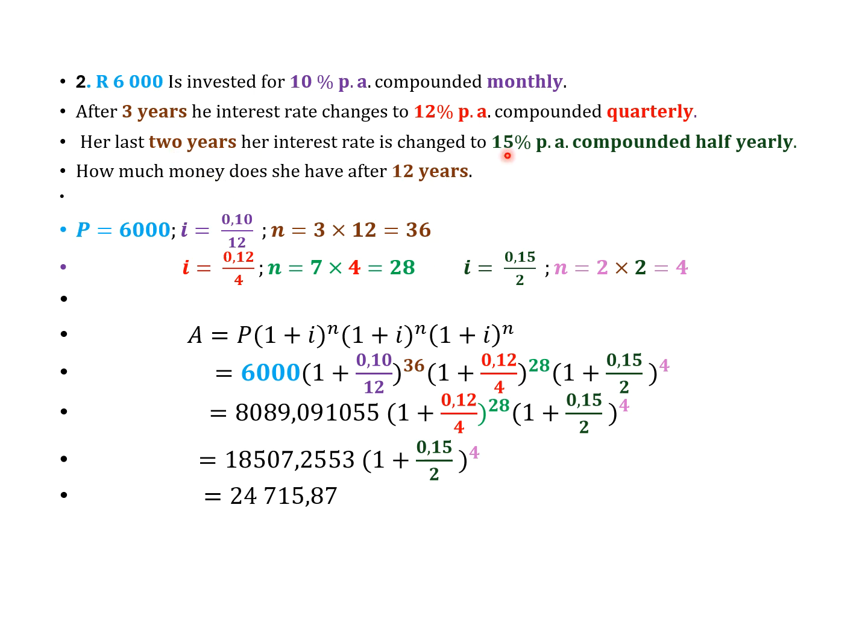Then the last 2 years, my interest is 15% per annum. 15 over 100 gives me 0.15. Compounded half yearly, so divided by 2. For 2 years, n equals 2 times 2, which equals 4.